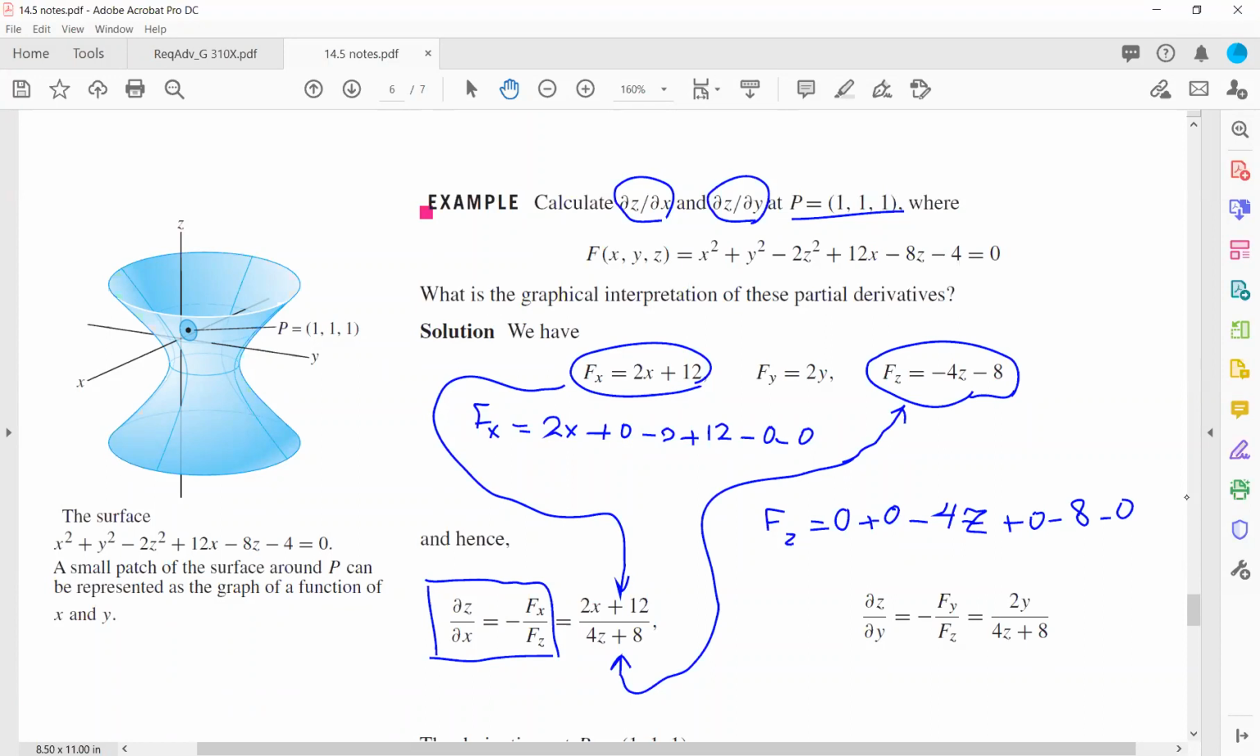Next. You can simplify it more, right? Of course, you can factor out 2. You get x plus 6 divided by 2z plus 4. But eventually we want to plug in 1, 1, 1. Remember the point here. There is 1 point.